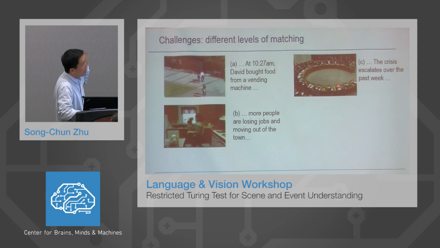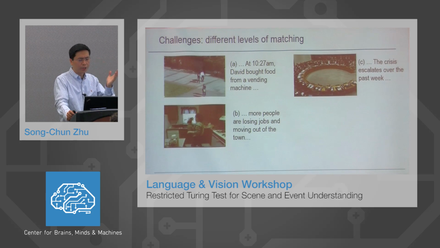because we have prior knowledge built up around moving, losing jobs, and people packing. So the third one is even harder. This is more abstract in the news. It says the crisis escalated over the past week. This is the United Nations, obviously. You see this is the council. And how do you link those? I don't know, actually. So that remains a challenge of high level learning.